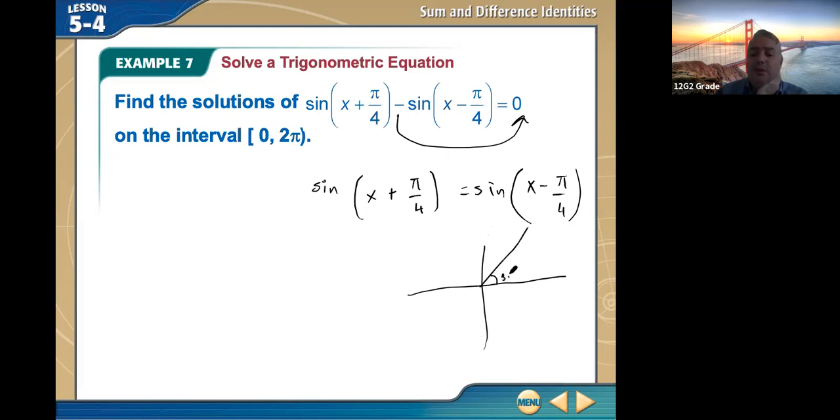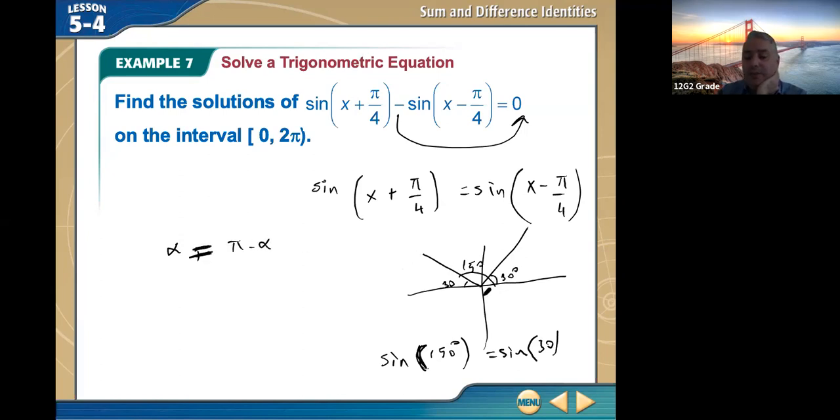We said before, this is 30 degrees. We said that sine of 150 degrees is equal to sine of 30. How did we explain this? What is the rule? I can say that alpha and pi minus alpha, these are equal to each other. I mean, sine of alpha is equal to sine of pi minus alpha, like sine of 30 is sine of 180 minus 30, which is sine of 150. So by using this simple logic, should I say this?